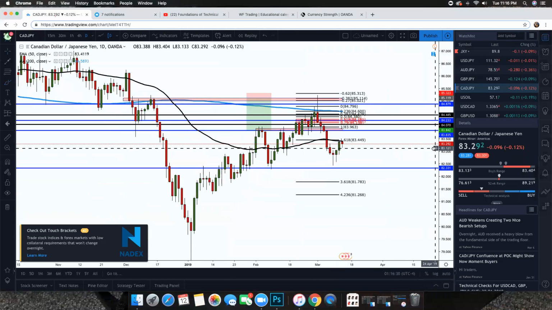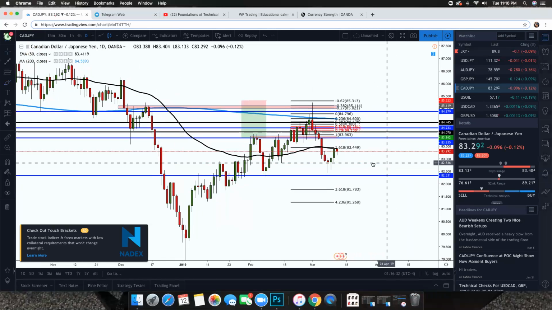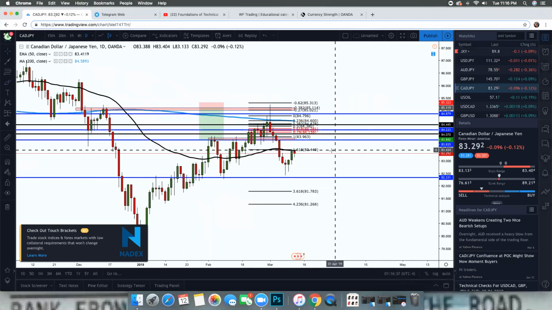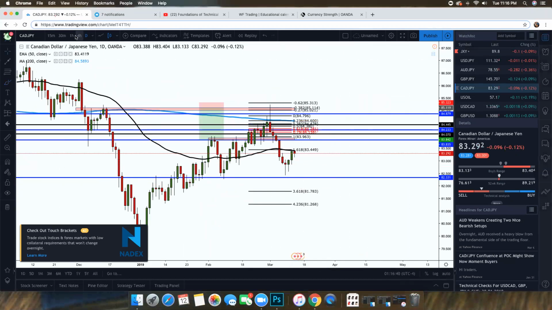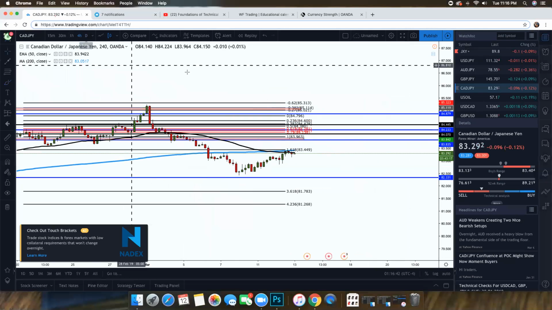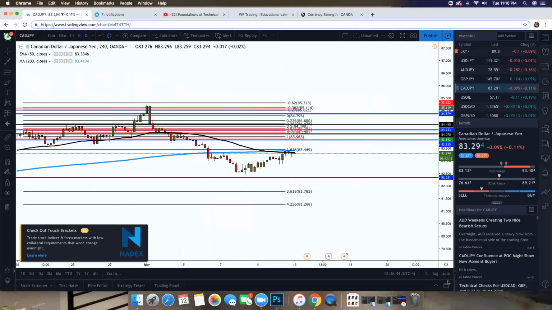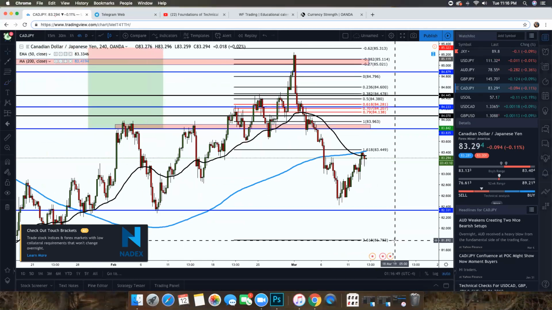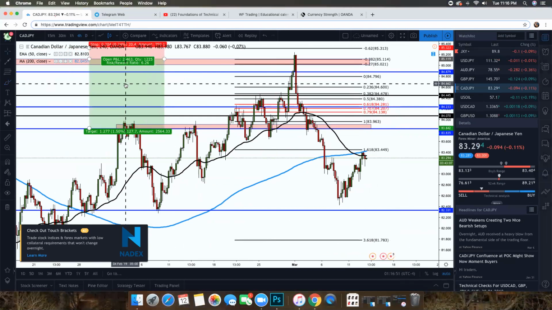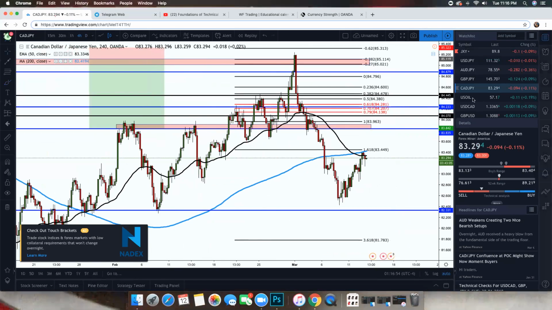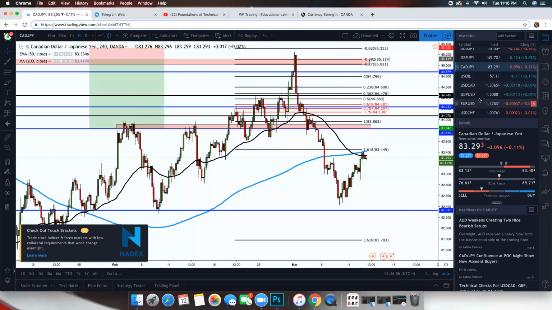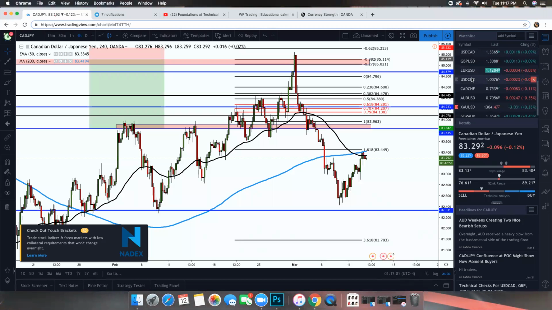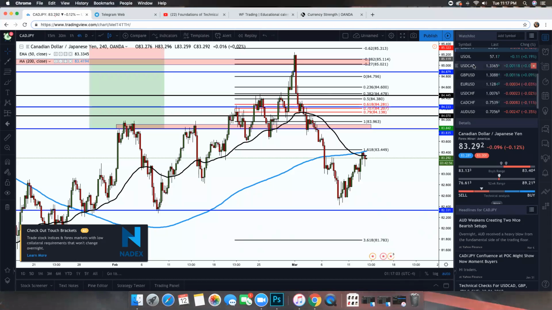But CAD JPY, price is in a downtrend. I don't really see anything crazy for CAD JPY. Price hit my TP already, so I'm not tripping about this pair. But that's that. Looking at some of these other pairs, we can start going on some of these majors now.